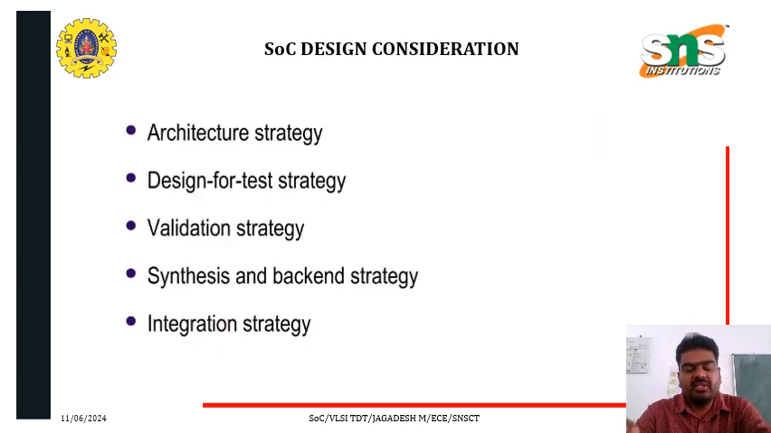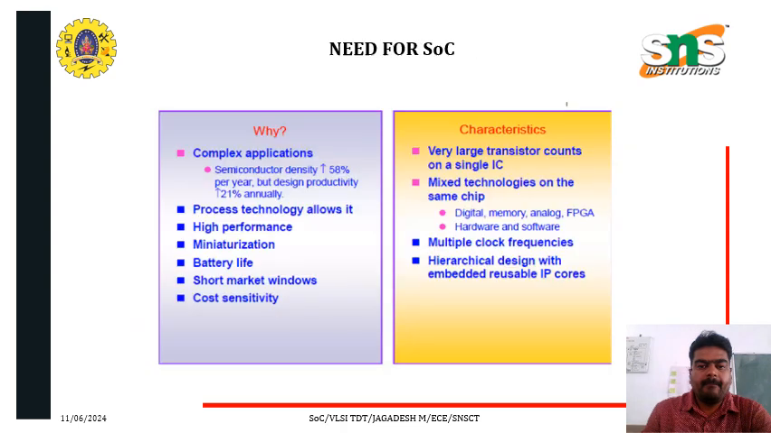When we are designing the system on chip, the following parameters have to be considered: architecture strategy, design for test strategy, validation strategy, synthesis and backend strategy, integration strategy. And why do we need the SoC? Because of complex applications. Semiconductor density increases 58% per year, but the design productivity increases only 21% annually. Process technology allows high performance, miniaturization, battery life, short market windows, and cost sensitivity. These are the reasons why we need the SoC.